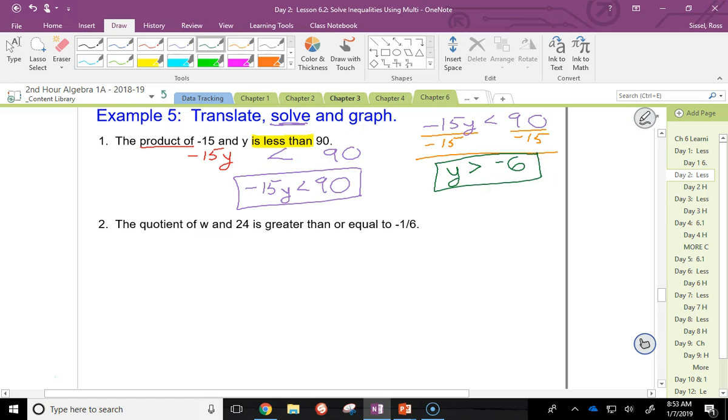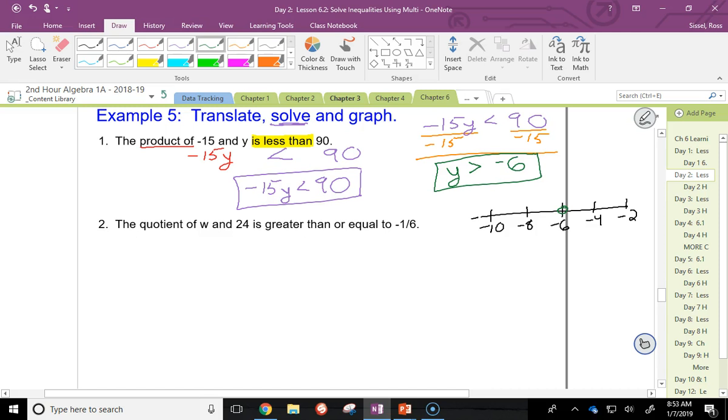There's my solution. That's the second part of this problem. The third part is we have to graph it. To graph it, I just have to make my number line. And to be honest, if -6 is here, I'd say -4, -2, -8, -10. That's how easy it is to make my number line. I'm at -6. Should I fill that circle in, yes or no? I see you shaking your head no. Why?